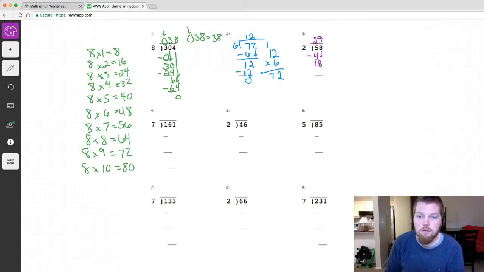9 times 2, put the 9 over the 8, 9 times 2 is 18, we'll put that right under our 18, do subtraction, 18 minus 18 is 0, 0 remainder, and 29 times 2 should equal 58. 2 times 9 is 18, carry the 1, 2 times 2 is 4, plus 1 is 5.